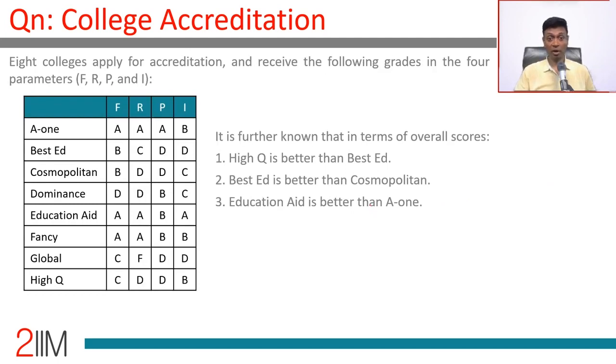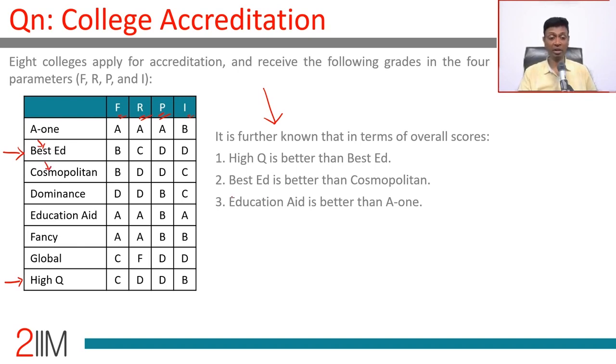8 colleges apply for accreditation and receive the following grades in the 4 parameters: F, R, P and I. A1 gets AAA, Best Ed gets BC, DD, BD, DC and so on. We cannot try to make too much sense of this, so let's read the further constraints. It is further known that in terms of overall score, High Q is better than Best Ed. High Q is better than Best Ed. Best Ed is better than Cosmopolitan. This is better than this.